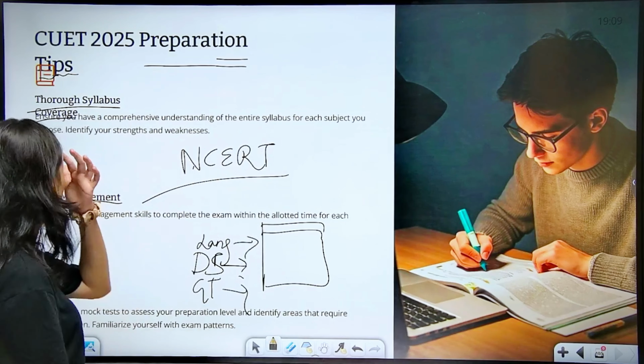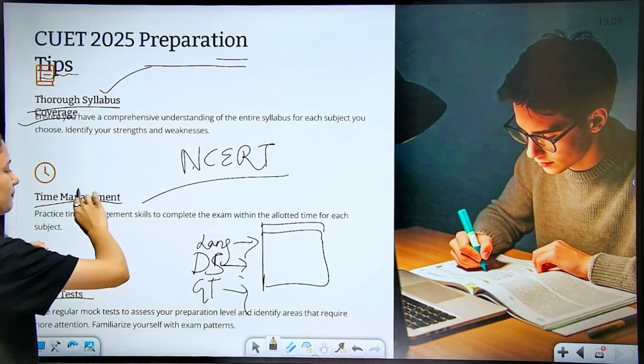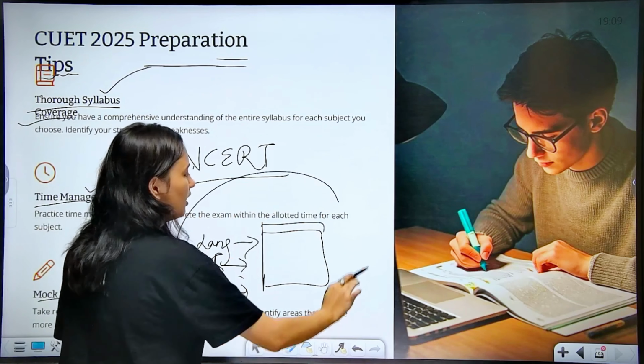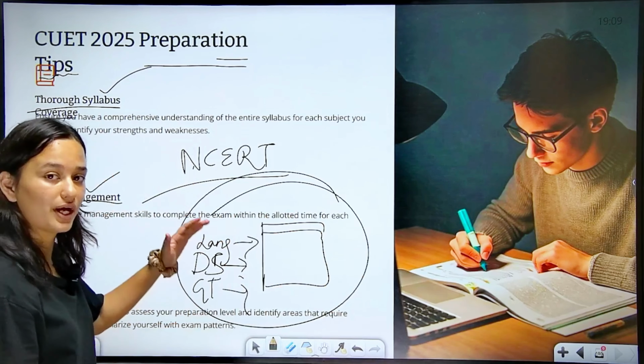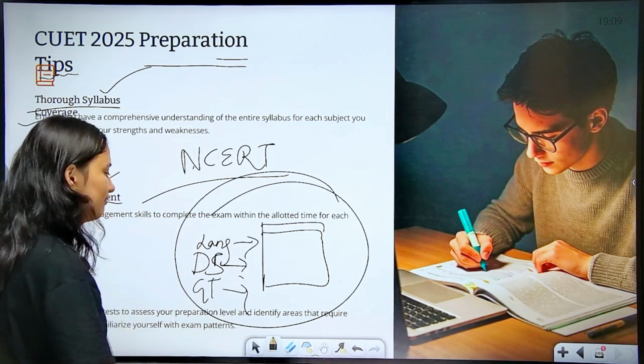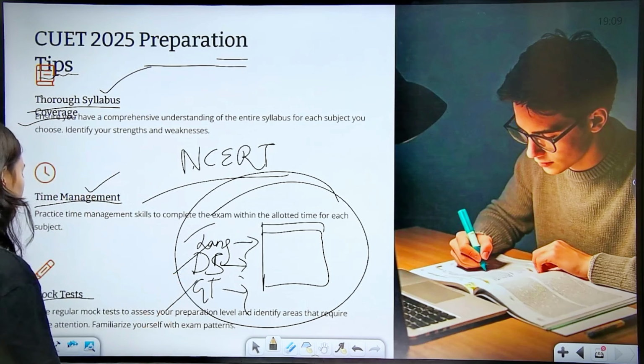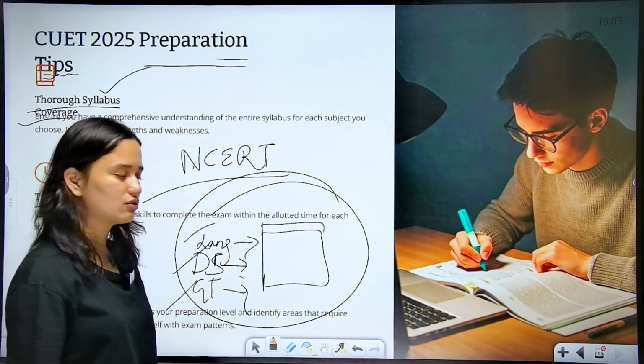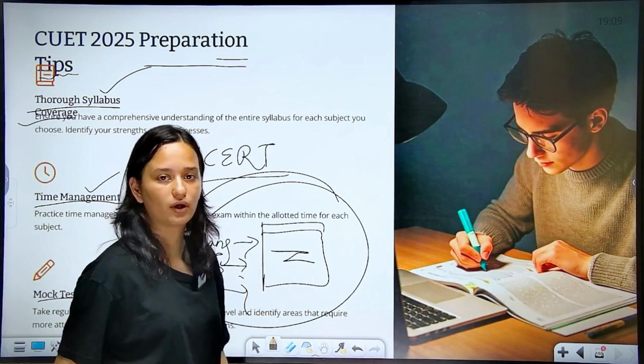Finally is mock tests. Okay, you have understood the syllabus well, you have done your time management, you have made a complete analysis, you have made a complete schedule. What's the last thing? When you have completed your entire syllabus, it's very important to do a mock test. One personal suggestion would be, after each unit, do a mock test of that unit.